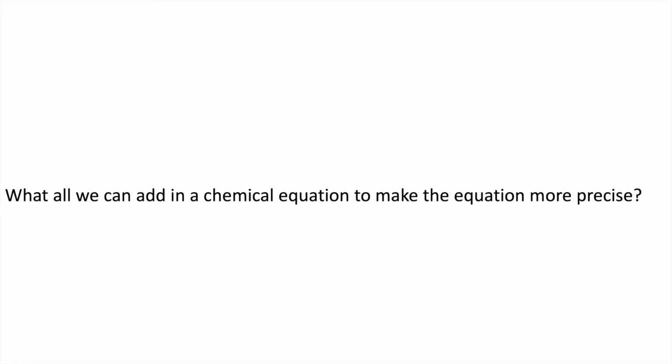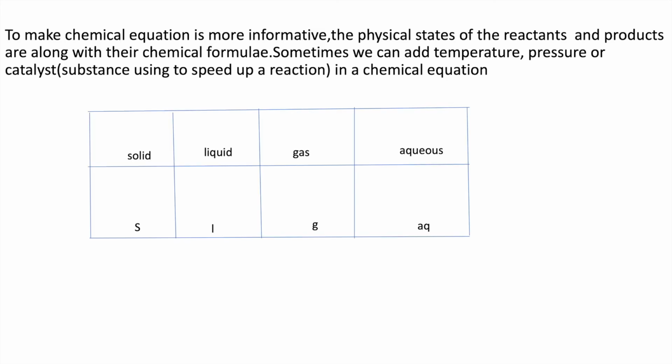What all we can add in a chemical equation to make the equation more precise, that we are going to discuss now. To make a chemical equation more informative, the physical states of the reactants and products are written along with their chemical formula. Sometimes we can add temperature, pressure or catalyst. Catalyst means the substances we are using to speed up a chemical reaction. So we can add the physical states, or at what temperature and pressure this reaction takes place, or the catalyst, in a chemical equation.